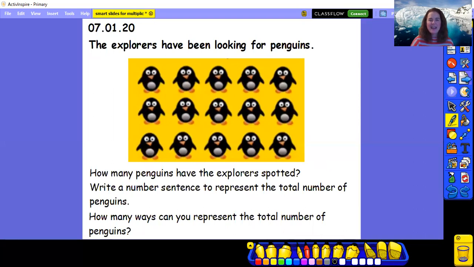Okay, so we need to have a look at this. Now, this is actually a very special way of representing a multiplication. It's called an array. Now, I've got a song for you which might help you remember that word, because it's a slightly strange word. Here it goes.